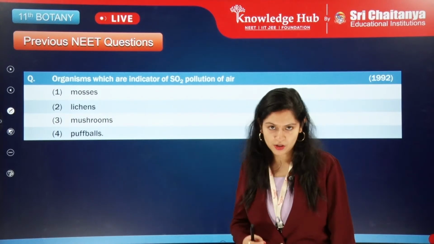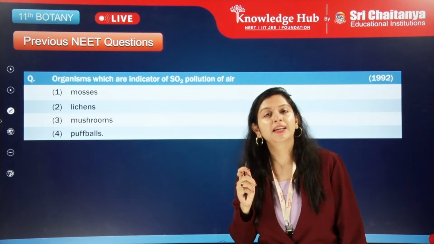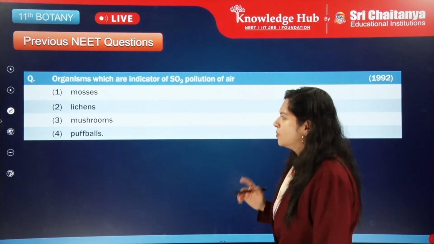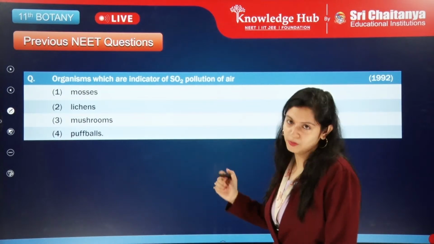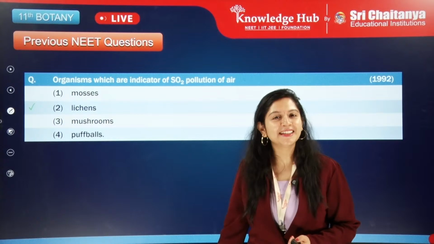Okay. So the next one is organisms which are indicators of SO2 pollution in air. We have just read this, right? Mosses, lichens, mushrooms or puffballs. The correct answer is obviously lichens.